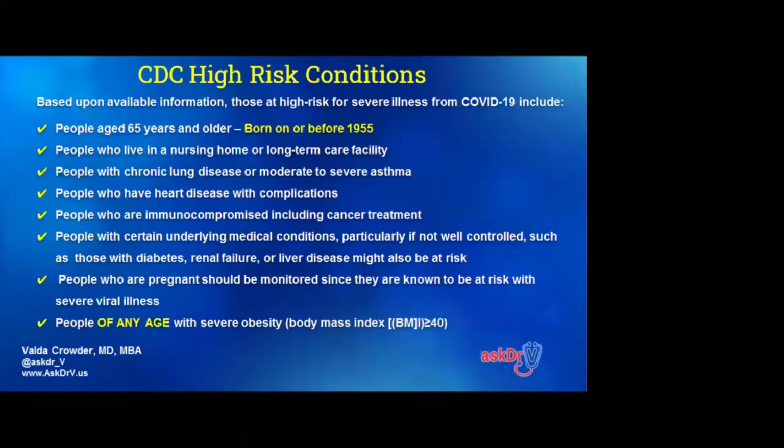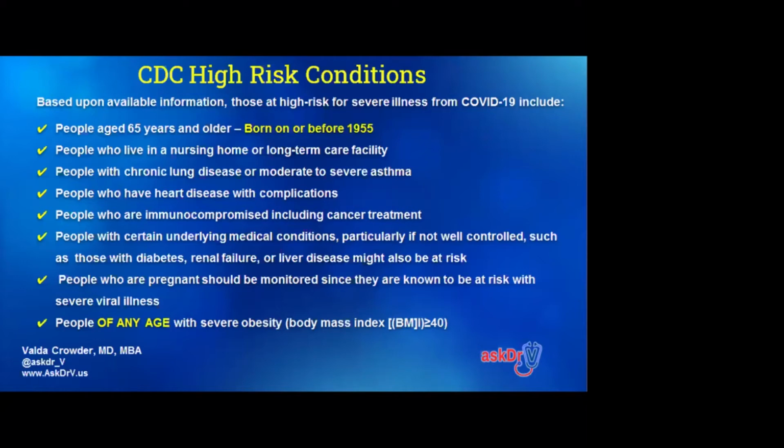Those who live in any sort of nursing home, long-term care facility, I would also say any sort of rehab unit. Anybody with chronic lung disease, moderate or severe asthma, heart disease with complications, bypass stents, anyone immunocompromised, which would include cancer, autoimmune disease like lupus, rheumatoid arthritis, or HIV. Also, any disease that is not particularly well controlled: diabetes, renal failure, liver disease might also be at risk. Pregnant women in general don't do as well with viral illnesses, but the CDC has not officially listed it as a risk factor. However, I'm seeing a lot of pregnant women come into the emergency department with symptoms, and I think this is going to bear out later as actually being a risk factor as well.